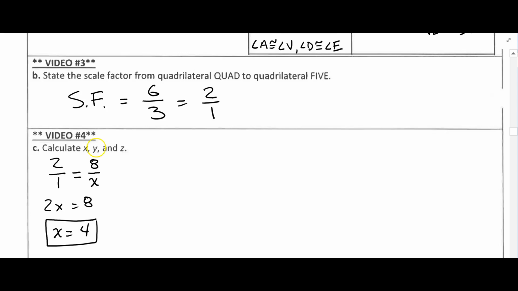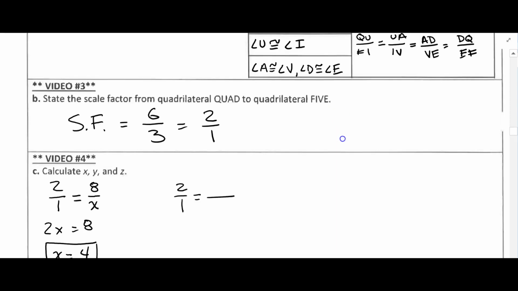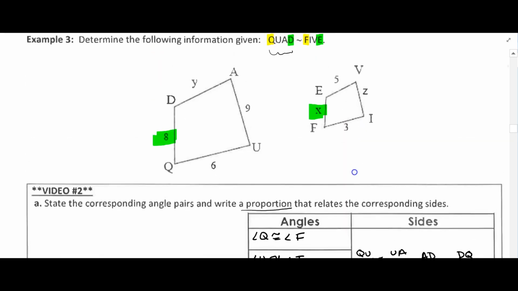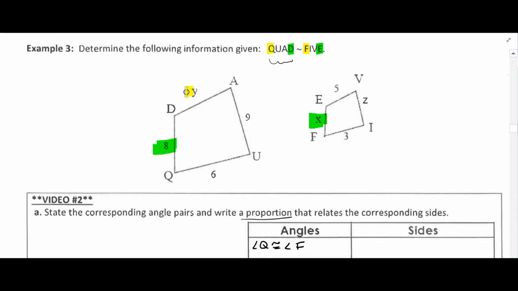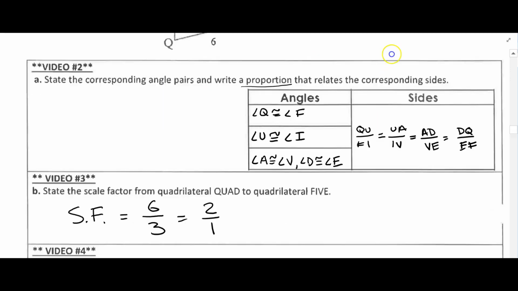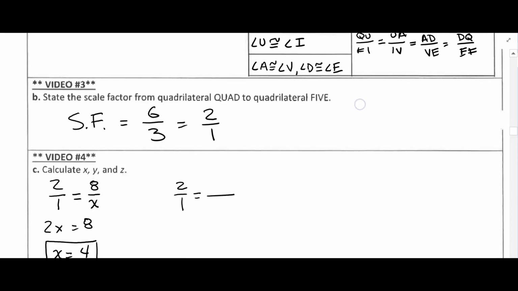Alright, now for y, I'm still going to use my 2 to 1, so I'm going to start with 2 to 1 is equal to, let's figure out where my y is. So here's my y, so that's going to go in the numerator, and it corresponds with the 5, so I'm going to have y over 5. Again, I'm going to cross multiply, so I get y is equal to 10.